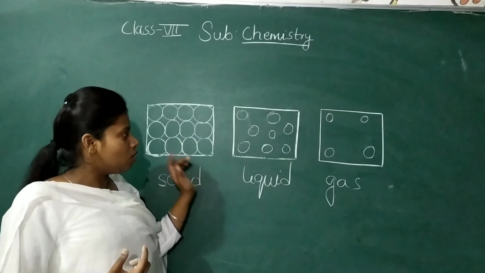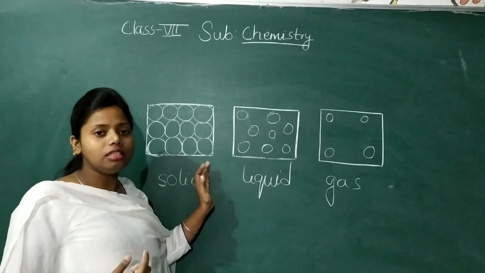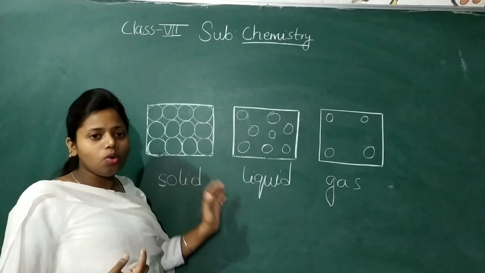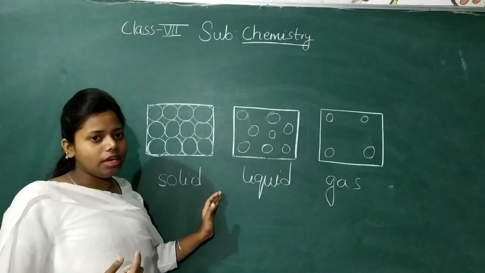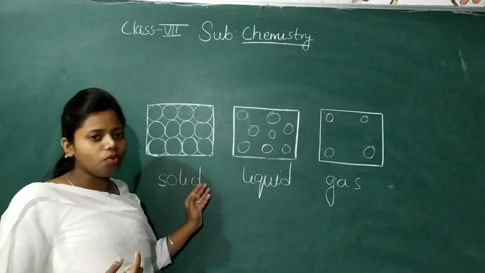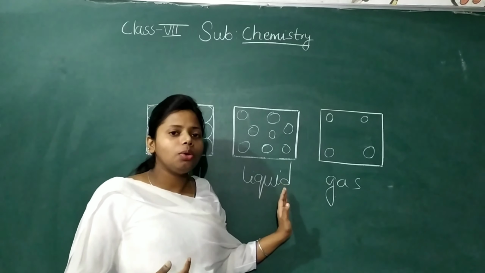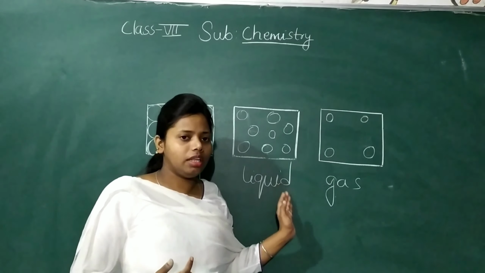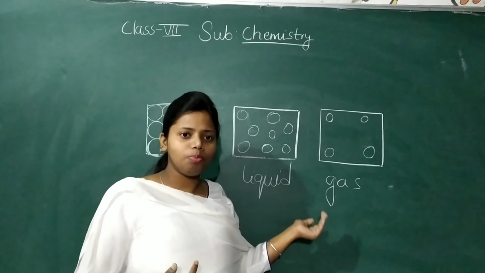In solid, the solid has fixed shape and fixed volume, because the particles in solid are closely packed, because the interparticle force is very strong here. That is why they have fixed shape and fixed volume, and the particles cannot move here and there, but they are in continuous motion. In case of liquid, they do not have fixed shape, but they have fixed volume. They take the shape of any container in which it is poured.